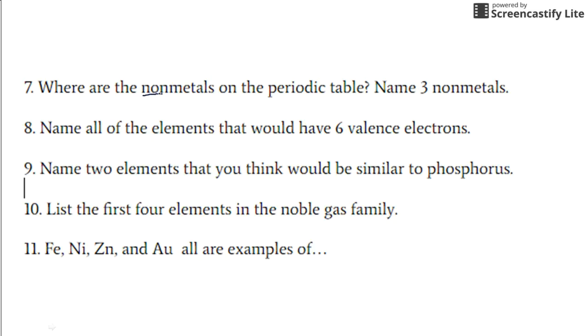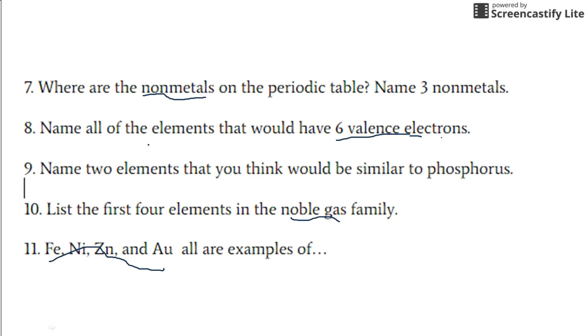So question 7 says, where are the nonmetals? Number 8 says, what elements would have 6 valence electrons? Number 9, name 2 elements that we think would be similar to phosphorus. So we need to talk about that idea of being similar. Number 10, list the first 4 elements in the noble gas family. So we'll need to look for the noble gases. And then we're going to see where all these elements would go.